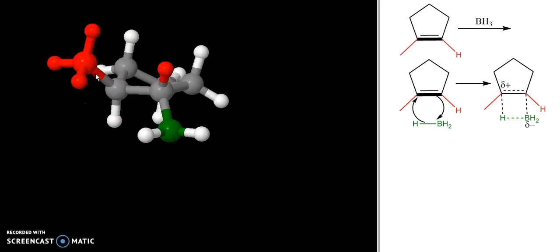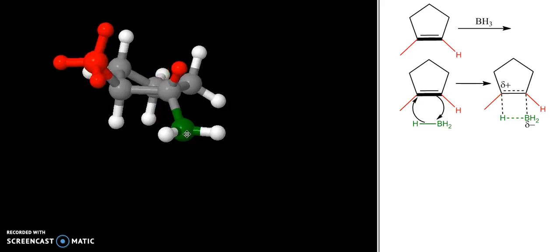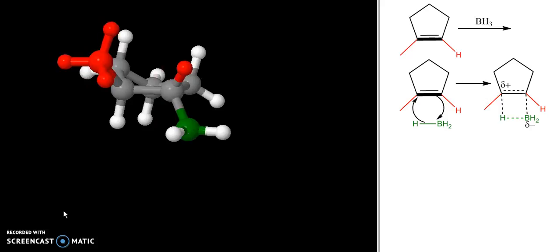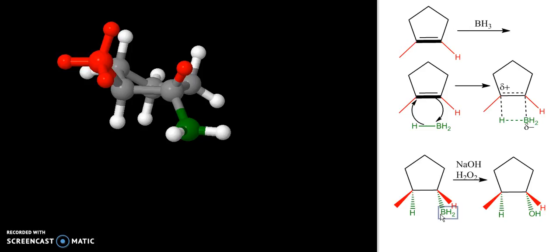The boron's going down, methyl group going up, the original hydrogen going up. The hydrogen added to the molecule is going in the same direction as the boron group that it came from. We can look at the product over here, with the hydrogen and the boron on one face and the CH3 and the original hydrogen on the other face.